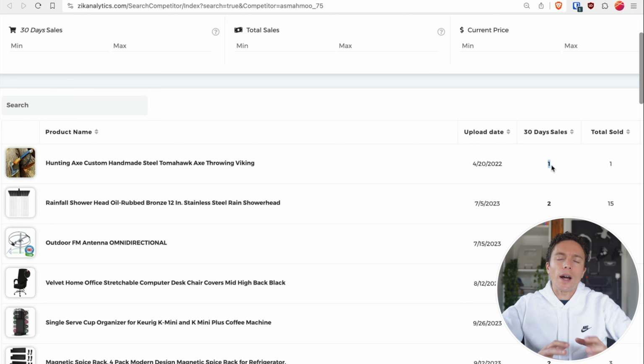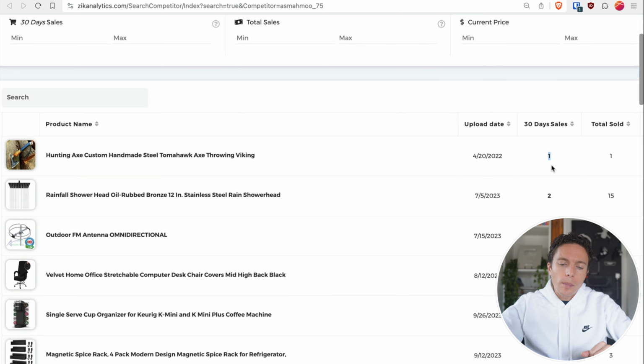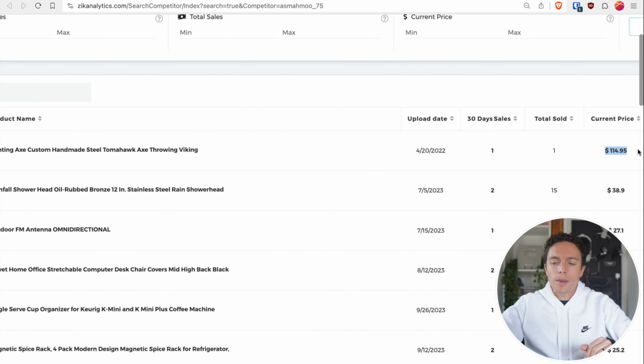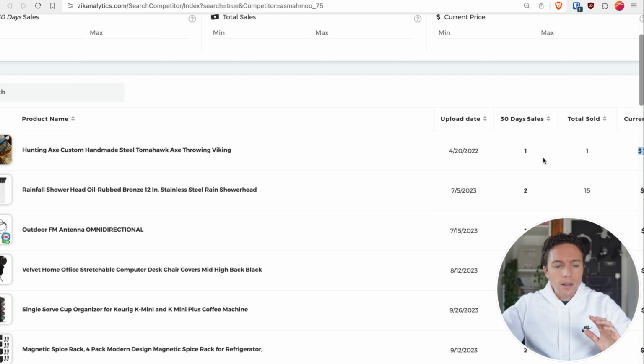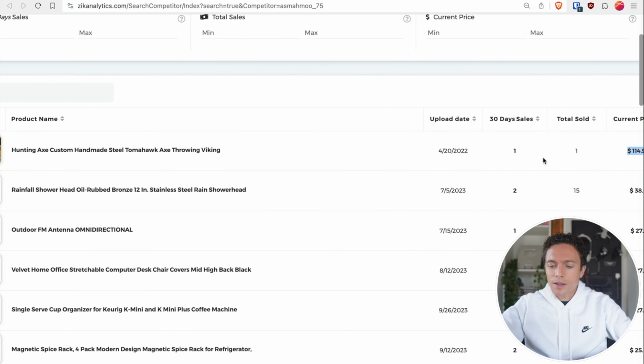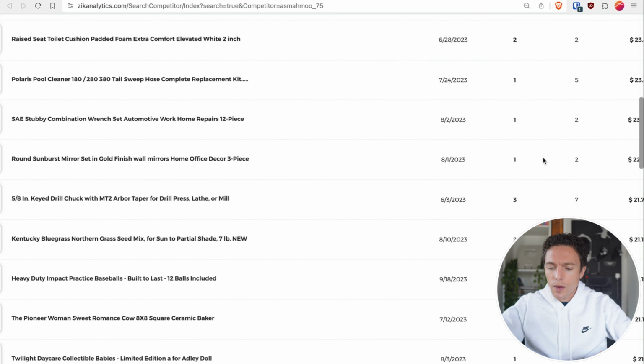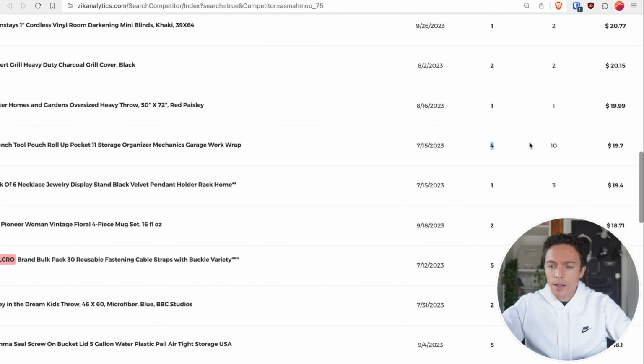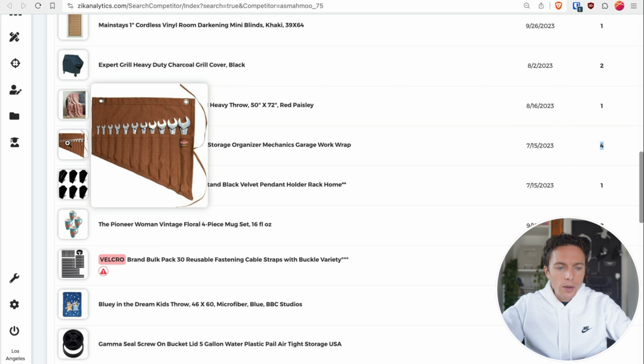And normally I'm looking for items that have sold at least 3 times in the past month. But I sometimes make an exception if the item is higher in price, because you only have to sell it once and you can usually make a good profit margin. But let's stick to the criteria. Let's look for items that have sold at least 3 times in the past month. This item right here has sold 4 times in the past month. It's $20. Let's see what this is.